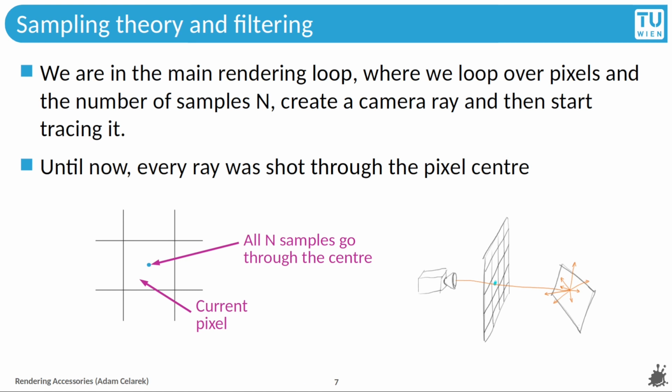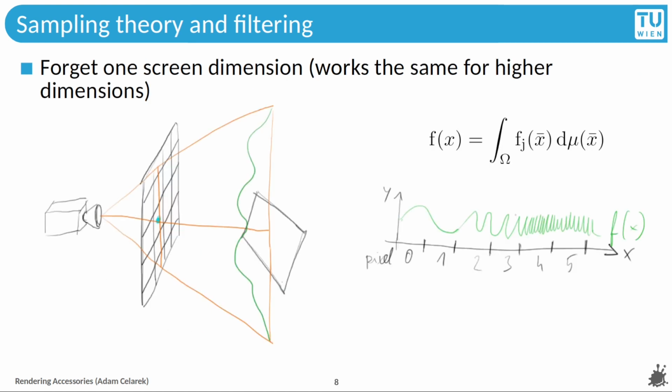Until now, we shot every pixel contribution ray through the center, but this is just an arbitrary choice. The underlying integral and code works for all floating point positions within the pixel plane. Next, we'll forget about one of the screen dimensions and start to think about a 1D function, f of x. This is to make the explanation easier. All of the results also apply to the 2D screen we have in rendering. The green wavy line is now the function that we want to sample and reconstruct as pixels on the screen.